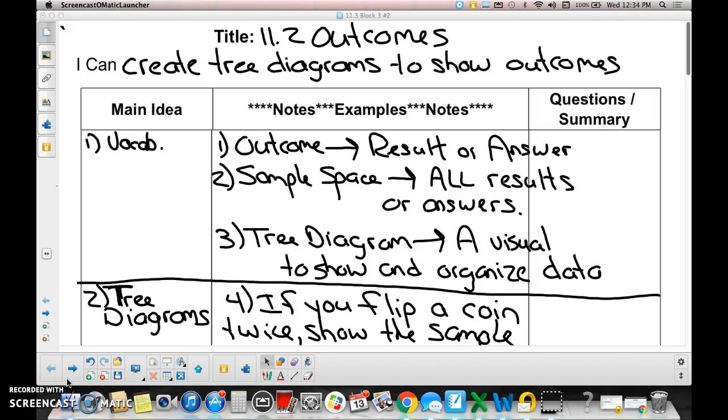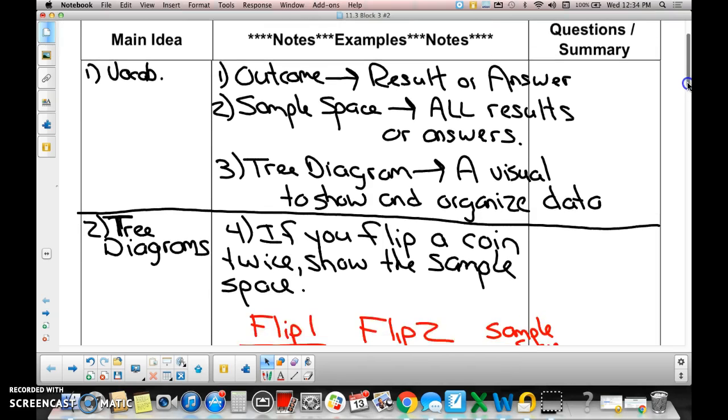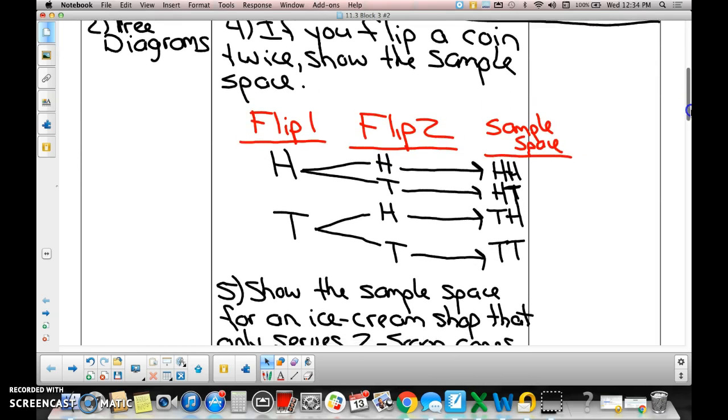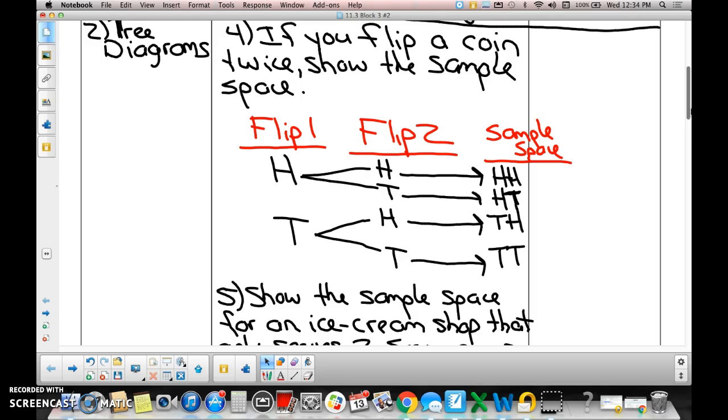Tree diagrams. We're flipping a coin twice. The tree diagram that we used here for both groups, we labeled our first flip, flip 1, our second flip, flip 2, and then we listed all of the possibilities by drawing lines to connect everything together. So friends, family, children, men, women.